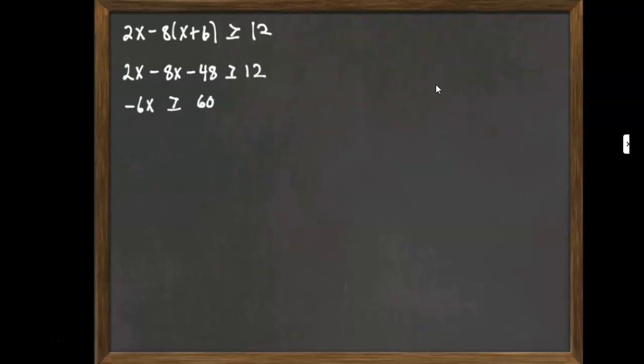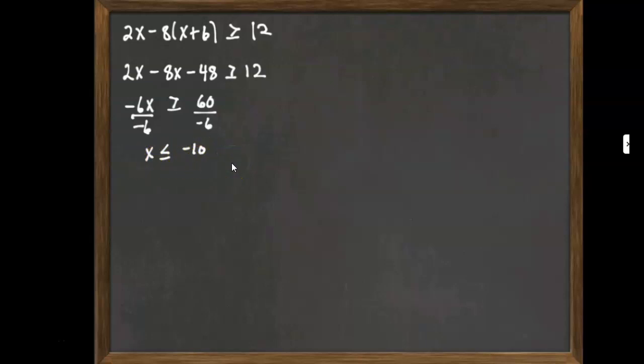And now I'm ready to finally get the variable by itself. So we divide by negative 6. Remember, though, this is that one time where you have to be careful with inequalities. Since I divide by negative 6 on both sides of the inequality, that's going to flip the direction of the inequality. So the inequality was originally greater than or equal to, but because I divide by a negative, it flips the direction. So we get x less than or equal to negative 10.